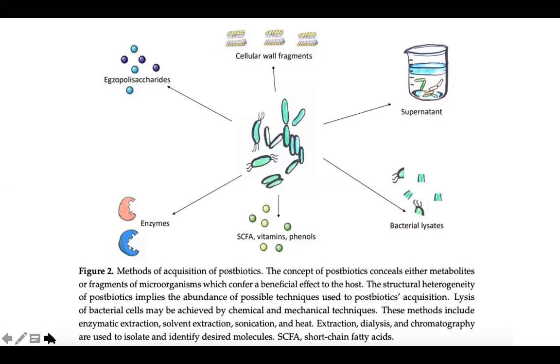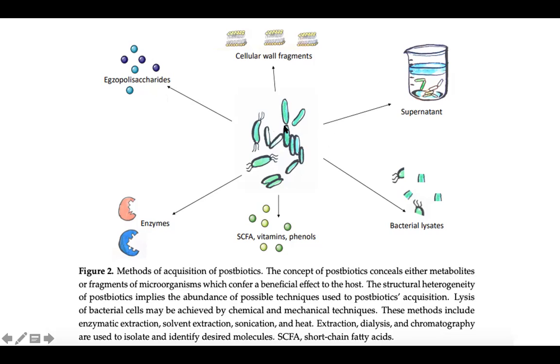So here you can see in the center the probiotic bacteria, and what kind of non-living materials they can produce. For example, after their death, cell wall fragments are non-living substances, so they can exert some beneficial effects to the host. So they are postbiotics. And exopolysaccharide. These bacteria excrete different polymeric substances like exopolysaccharide for making their biofilm. So these exopolysaccharides are also postbiotics.